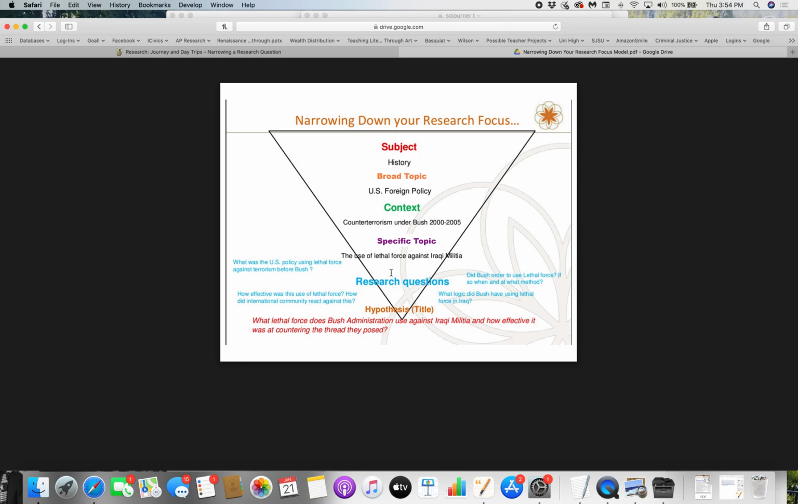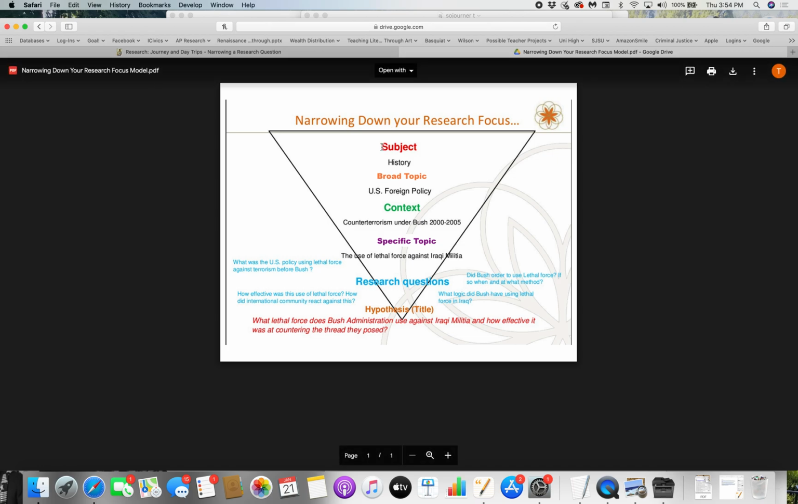They're pulling it down, and then the person writes some different questions. What was the U.S. policy about using lethal force against terrorism before Bush? Did Bush order the use of lethal force? What logic did he have for doing it? How effective was it? And then ultimately, he put down his final kind of question, which is what lethal force did the Bush administration use against Iraqi militia, and how effective was it at countering the threat they posed? So that's what one student writes.